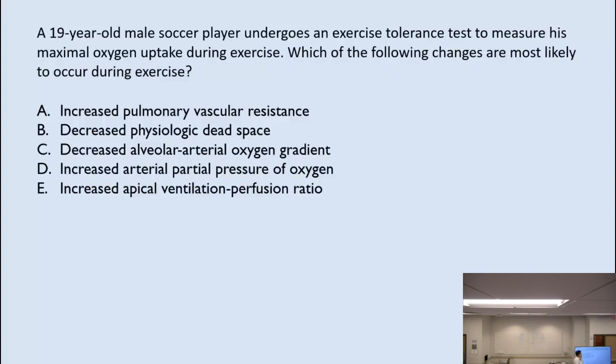Increasing the apical ventilation to perfusion ratio. That means we are going to have more ventilation than blood in the apices. No, the contrary. We're going to have more blood. Remember, we are recruiting the blood vessels in the apices. You're not going to have this question in the exam, not even a similar one. What you're going to study from here is the concepts. The concept in exercise is a reduction in the physiological dead space, because we recruit blood vessels that weren't in use before the exercise.